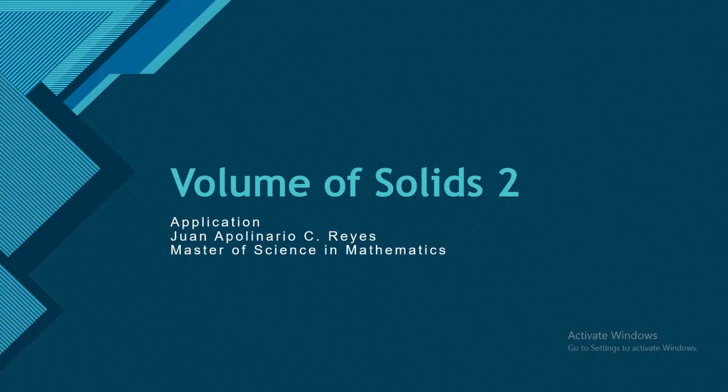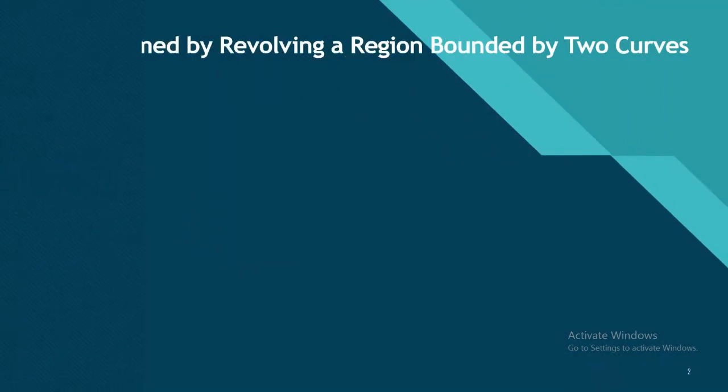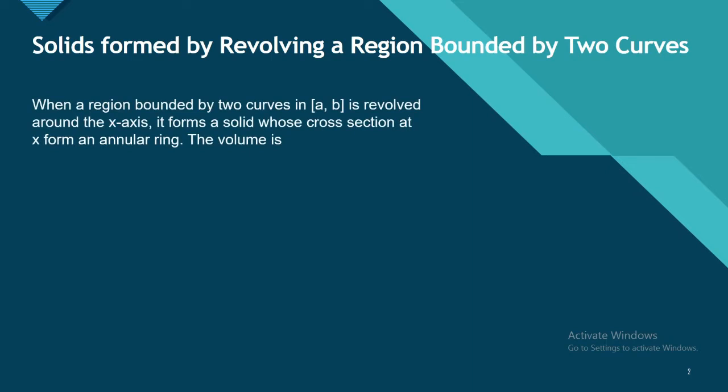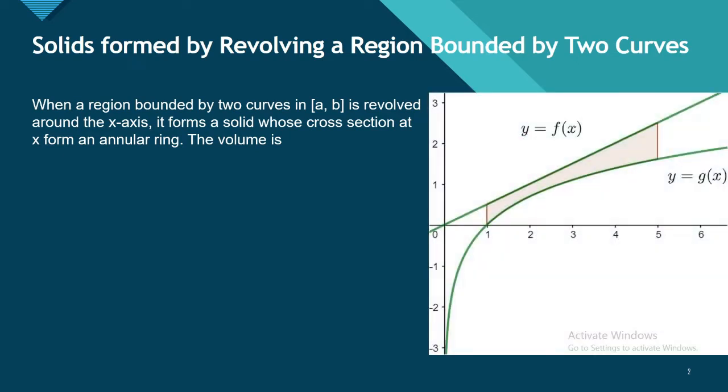Volume of solids. This is my second recorded lesson on volume of solids. Solids formed by revolving a region bounded by two curves. When a region bounded by two curves in the closed interval AB is revolved around the x-axis, it forms a solid whose cross-section at x forms an annular ring. And the volume is equal to this.